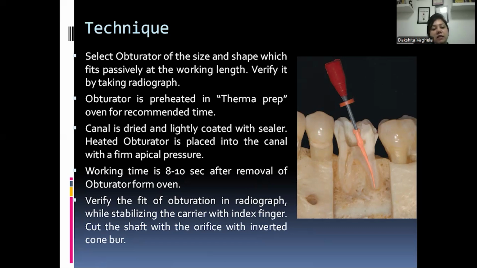The heated obturator is placed into the canal with a firm apical pressure. Working time is 8 to 10 seconds after removal of the obturator from the oven. Verify the fit of the obturation in a radiograph while stabilizing the carrier with the index finger. Cut the shaft at the orifice with an inverted cone bur. So you can just cut the carrier with your inverted cone bur later on.